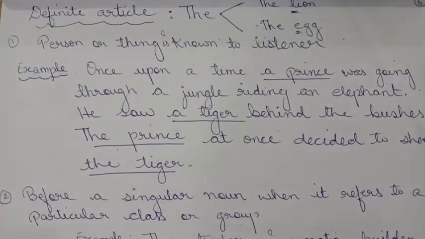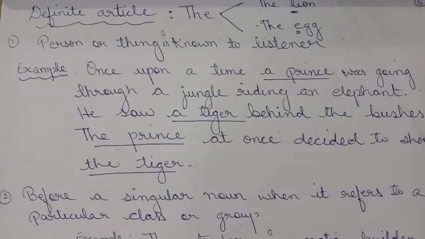Now the next is the definite article. The is the definite article, right? So when a person or thing is known to the listener, you use the article there. So for example, see here. Once upon a time, a prince was going through a jungle riding an elephant. He saw a tiger behind the bushes.